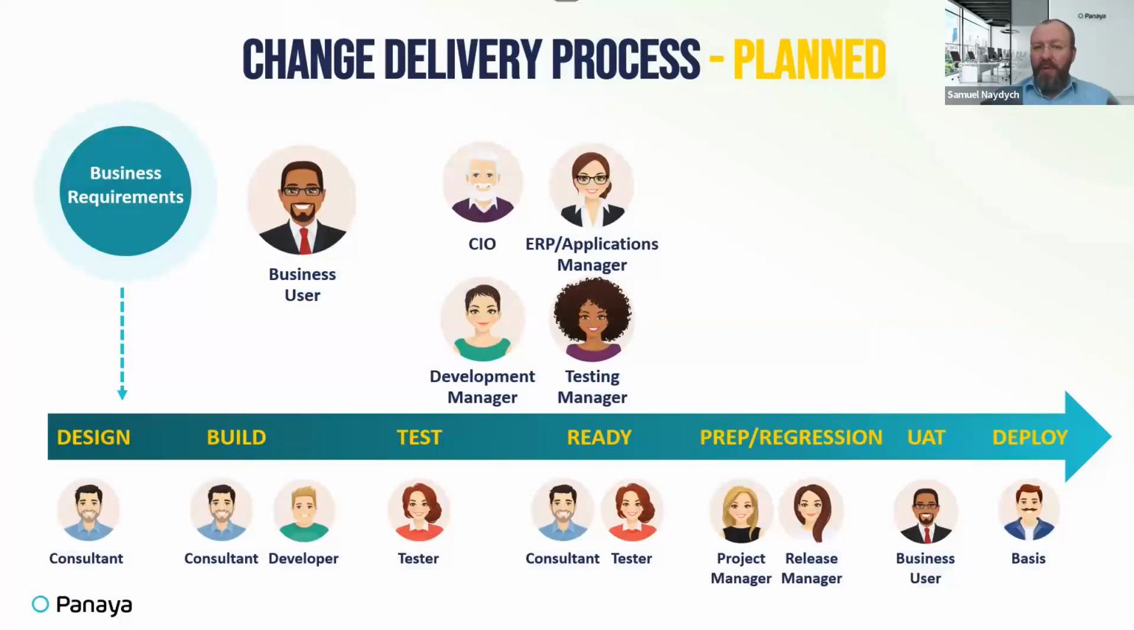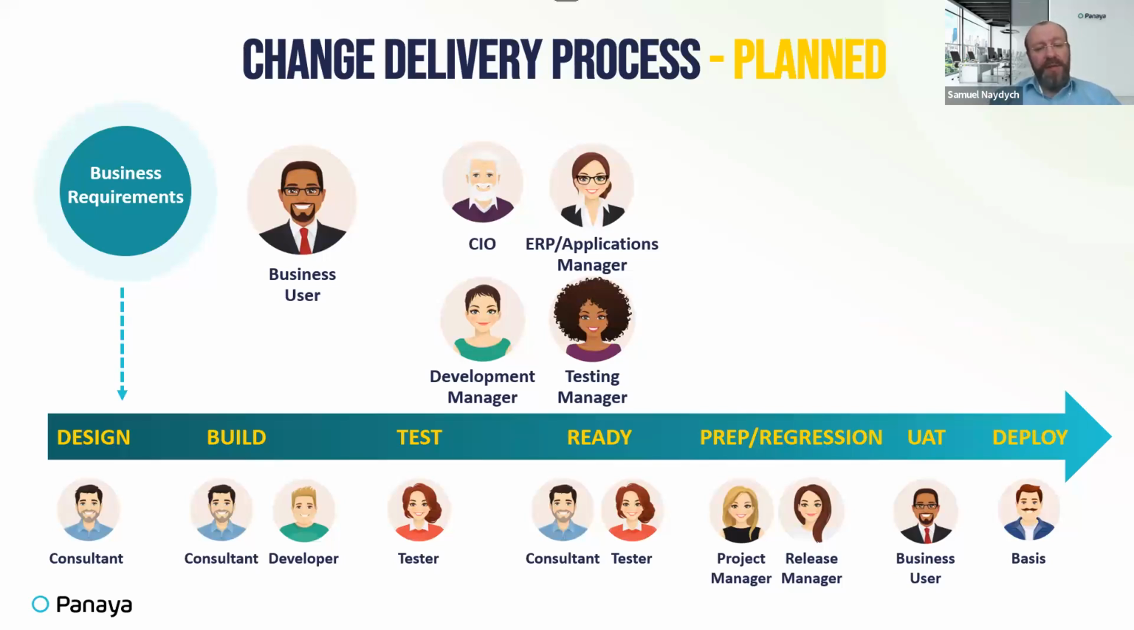Now let's see how these changes are working with the personas who are involved there, and start with the planned changes. A business requirement is usually introduced by the business, and the consultants take it over and work on it in the design stage, where they try to understand what kind of requirement it is. Is it possible to accomplish it with a standard which is already available in the system? Does it have to be developed on top of it? And it goes to the build stage, where the developer and consultants sit together, and design and also execute the development itself.